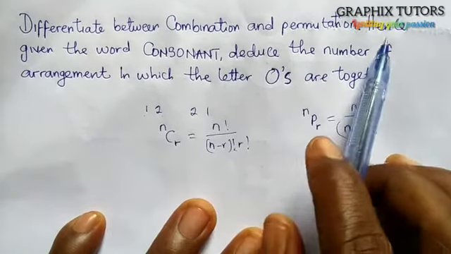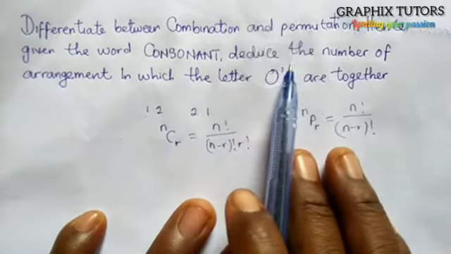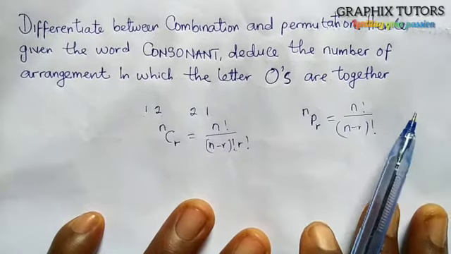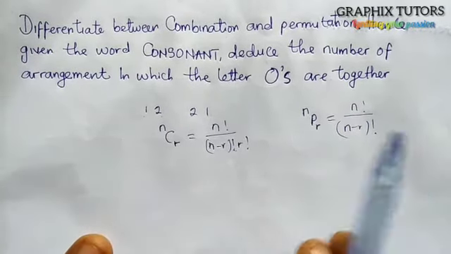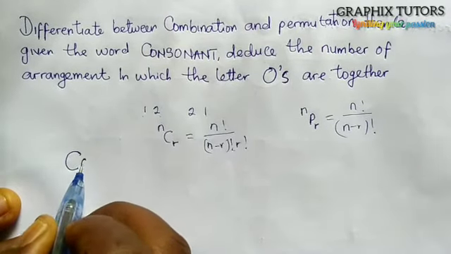It says, hence, given the word consonant, deduce the number of arrangements in which the letter O's are together. Now let's see. We have a word called consonant.